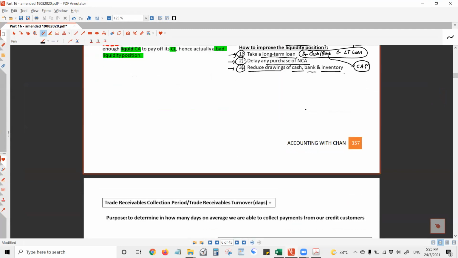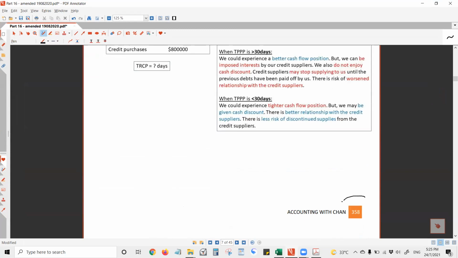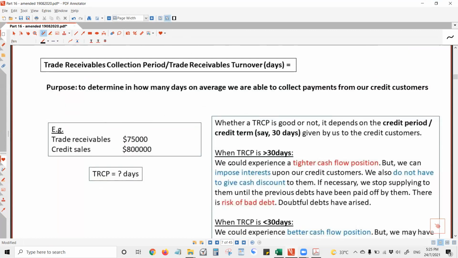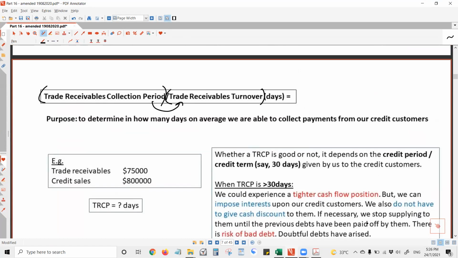So come to page 358. So this page, once again, two formulas on the same page. Firstly, you have the trade receivable collection period. Synonym, trade receivable turnover. Which term you will see in the exam? You will see this term in the exam. The term that is on the left had been existing up to only the exam in 2019. From 2020 onward, they use this term trade receivable turnover. So of course, for your new exam sitting, you will see this term trade receivable turnover. Measurement unit is days.